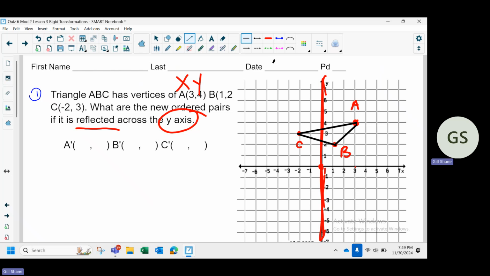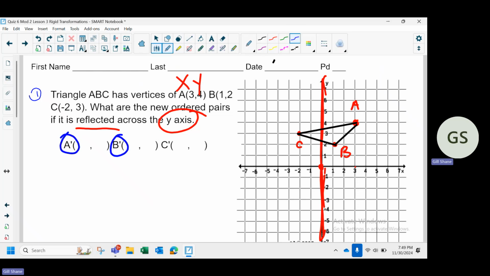So triangle would look something like that. That is the pre-image. We'll talk about that more in the next problem, but you have to understand how to tell a pre-image from the image, meaning the final image. Pre-image is the one you start with. It does not have the little tick marks that you see in all of these.